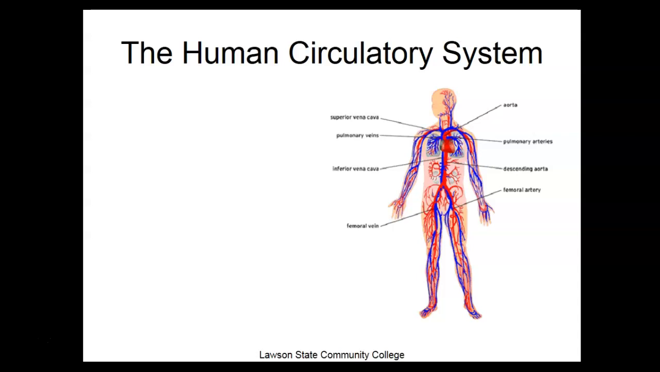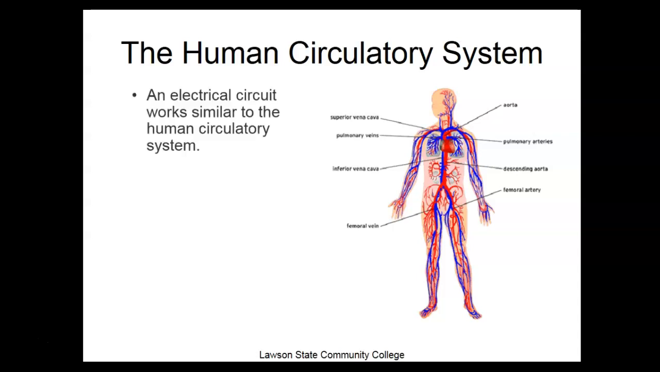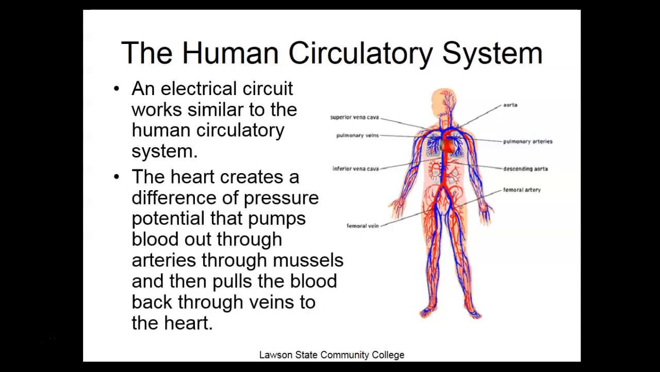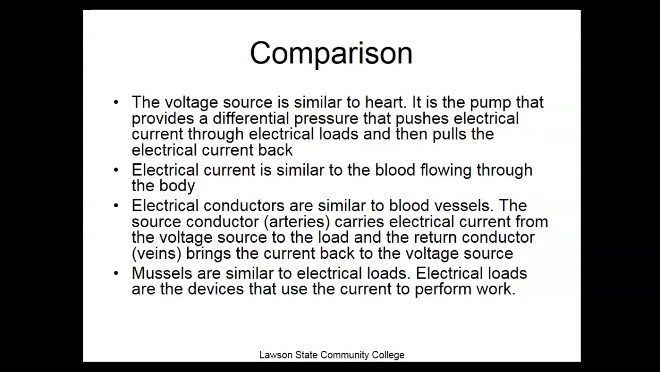Then we have blood vessels or veins. This takes blood from the heart and transmits it out through the muscles. The muscles use all the nutrients and the energy from the blood to be able to create work. So if you understand that, then you have a basic feel of an electrical circuit. So the heart creates a difference in pressure, pumps blood out through the arteries, through the muscles, and then pulls the blood back through the veins, right?